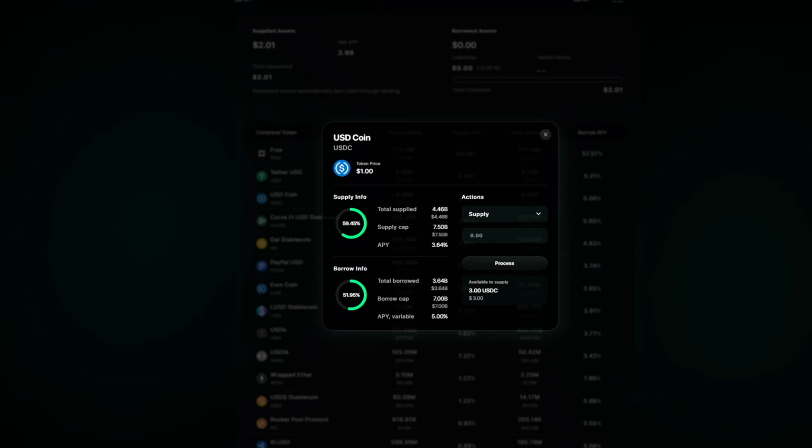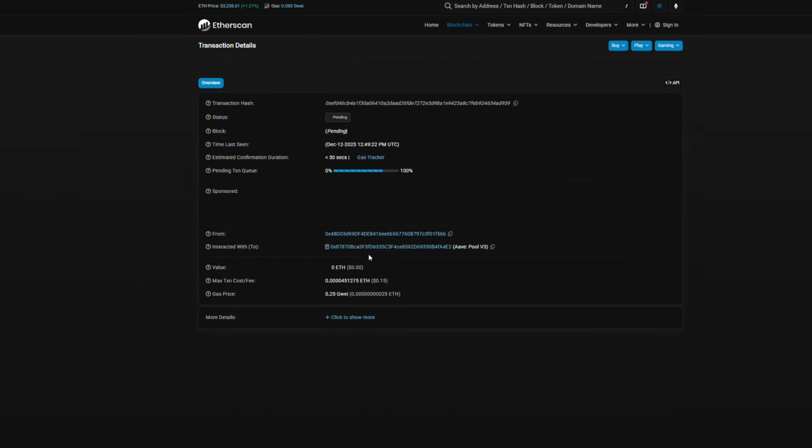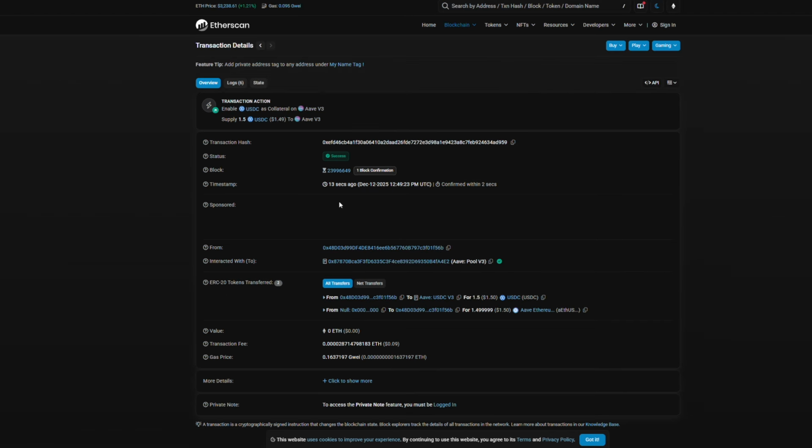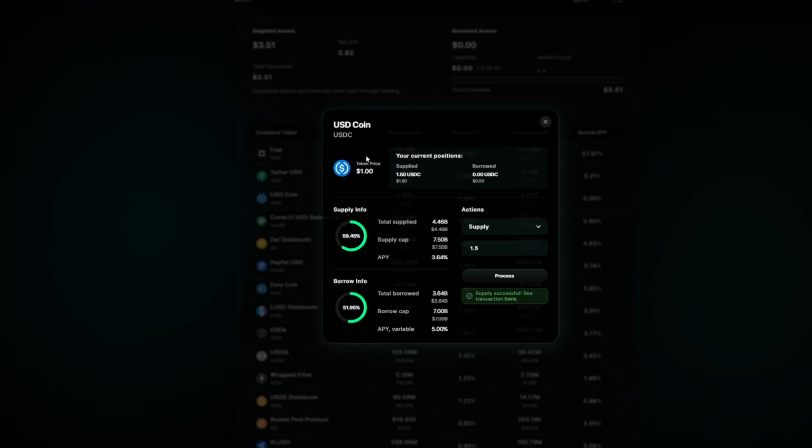When you open an asset like USDC, JamFi shows a detailed model with supply and borrow sections, utilization rates, caps, and current availability. JamFi is also fully integrated with Etherscan for on-chain tracking. Users can clearly see transaction status, pending, successful, or failed, and easily verify everything directly on Ethereum. No black boxes. What happens on-chain is reflected in the interface in real time. Everything is clearly segmented. No clutter, no unnecessary steps.